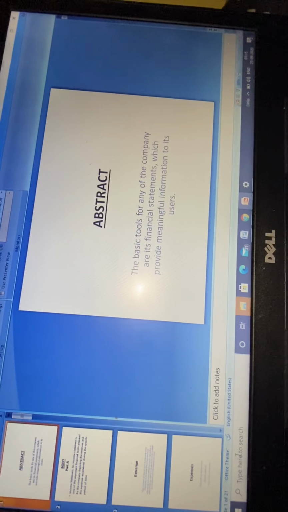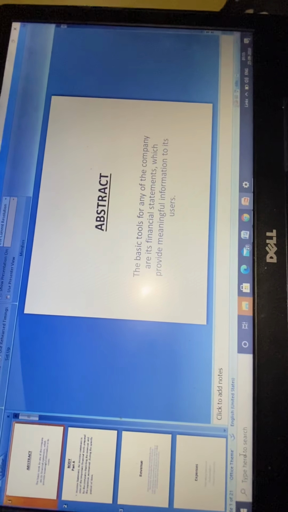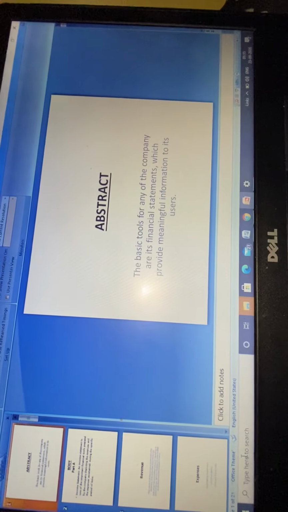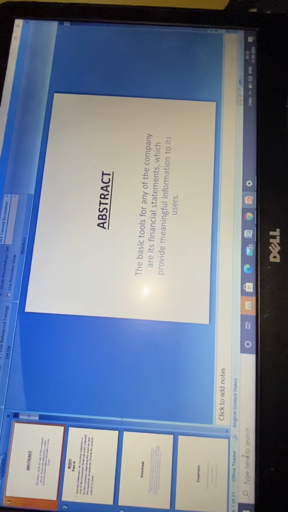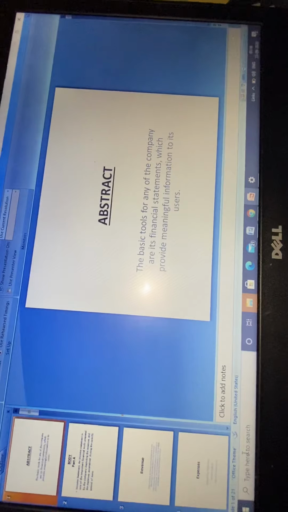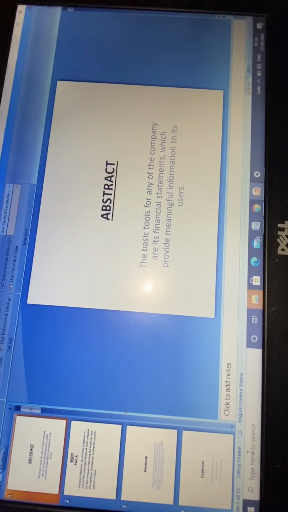So the very first thing is the abstract part, and in the abstract part we're going to know what is the main thing. The basic tool for any company is its financial statements, which provide meaningful information to its users.